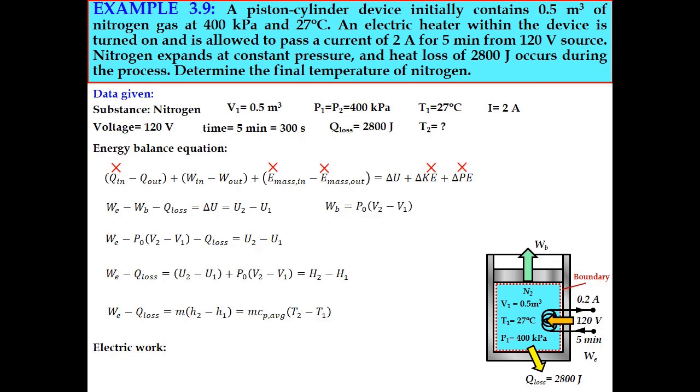Before we solve for the final temperature of the nitrogen, we need to know the value of WE, because it is not given directly in the question. The electrical work WE is equal to V multiplied by I multiplied by delta T. All the data is already given, so just substitute into the equation of electrical work. We get the electrical work equal to 72 kilojoules.